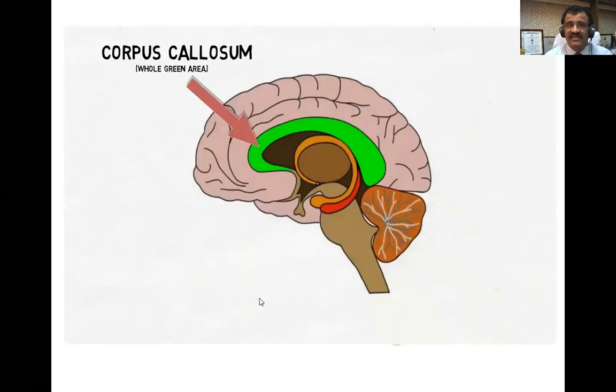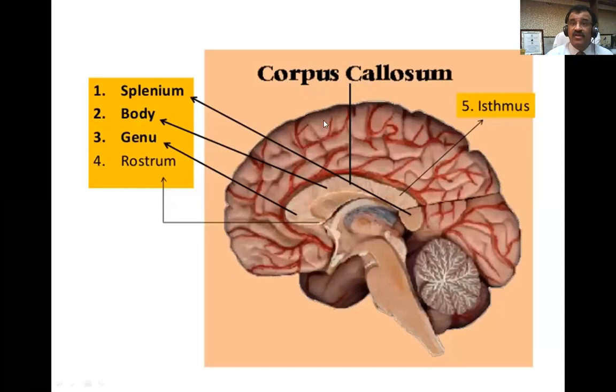And you can see the corpus callosum first. This is white matter actually, but for the purpose of understanding, it has been highlighted in a dark green color. So all this green color is your corpus callosum. It is present between the 2 hemispheres. So it is connecting 2 hemispheres where the hemispheres are not separable. On each side of that, there are lateral ventricles.